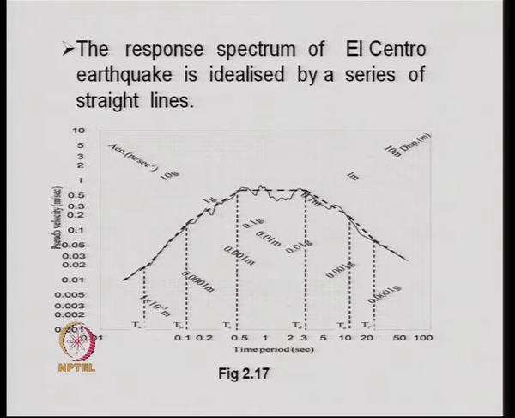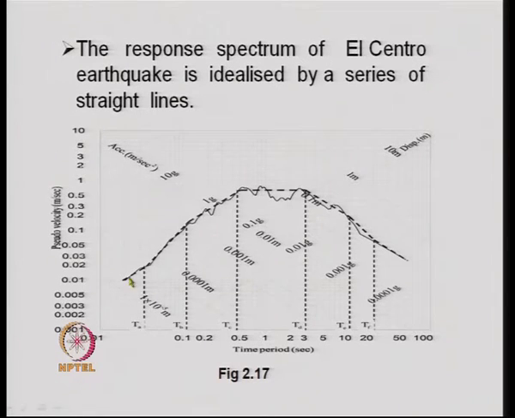Now, if we plot the different earthquake spectra in a tripartite plot and idealize them by straight lines, then we will get a similar kind of form, only the T_A value, T_B value, T_C value, and so on will be different for different earthquakes.